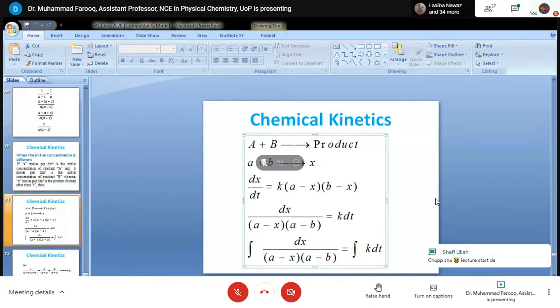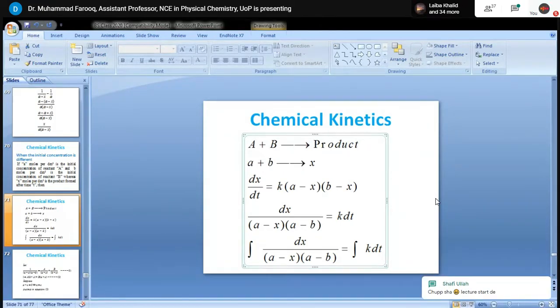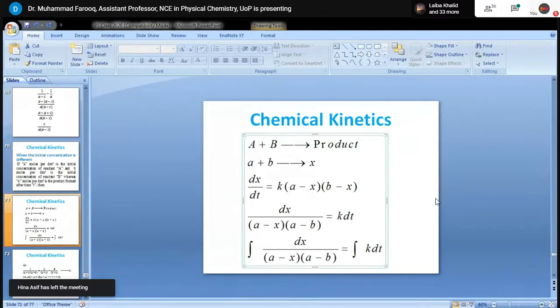After time t, we can write this also. Suppose X is the product formed, then the remaining concentrations are a minus x, and this is b minus x.